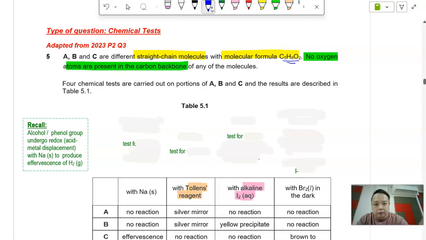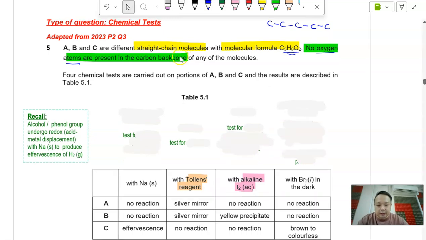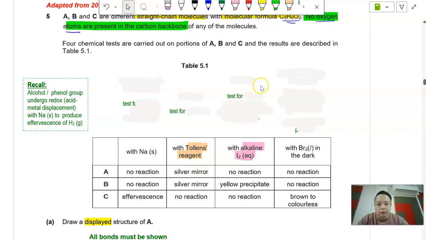So C5H8O2, they say that it's a straight chain, so you expect 5 carbons to be in a straight chain. More importantly, they say that no oxygen atoms are present in the carbon backbone. Right, so you basically have 5 carbons like this, and then you do chemical tests on A, B, and C, which is then summarized in the table below. We are supposed to deduce the structure of A, B, and C then.